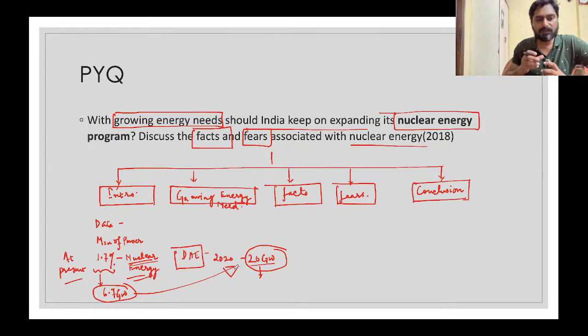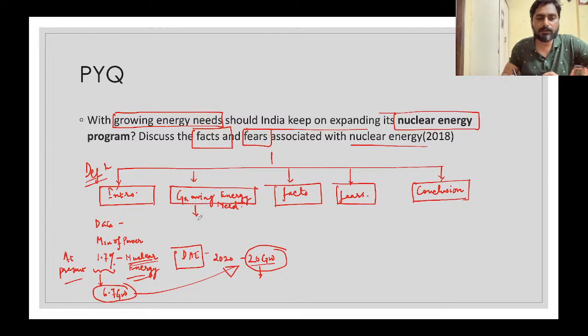So you can use these data or reports, and you can use the targets also, to say what the status of nuclear energy in India is as of now, or you can simply give a definition of nuclear energy. Now let us say you have used a definition type of introduction. Then you have to justify this part of the question, that India's energy need is growing.